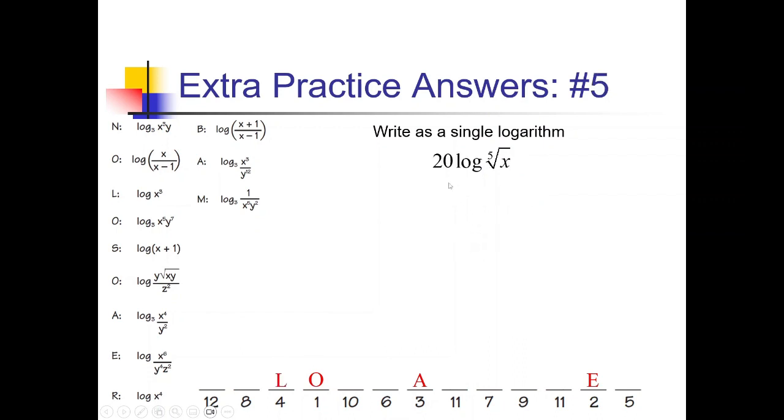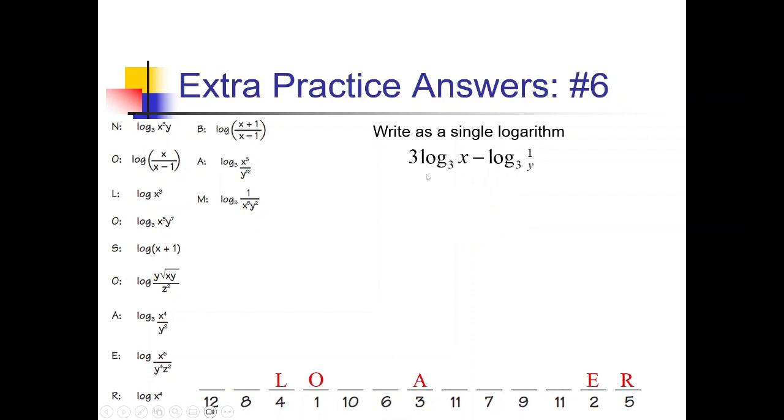For number 5, I've got 20 log 5th root of x. I'm going to rewrite this root as an exponent just to make it a little easier to deal with. So the 5th root is really the same as the 1/5 power. And now I can pop this 20 in as an exponent on this. If I have x to the 1/5 to the 20th, I'm going to be multiplying those exponents. So 1/5 times 20, that's going to give me 4. So I have log of x to the 4th. And I see that down here for choice R, so that's what 5 is. R.